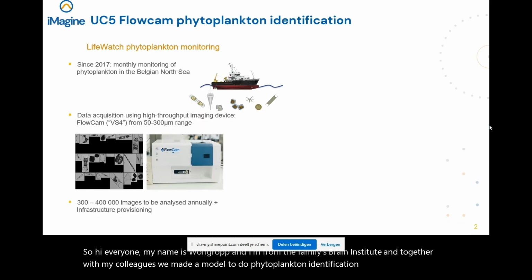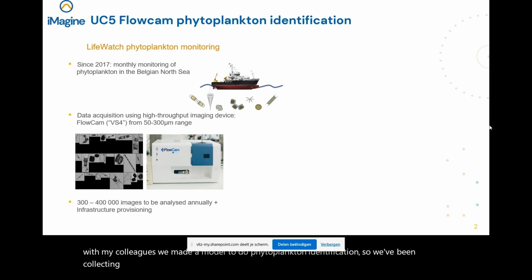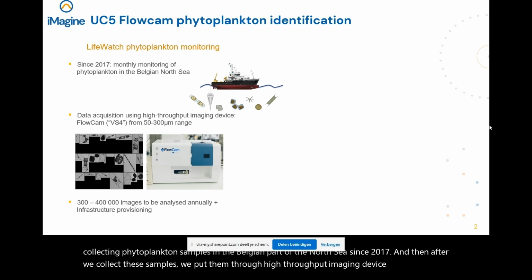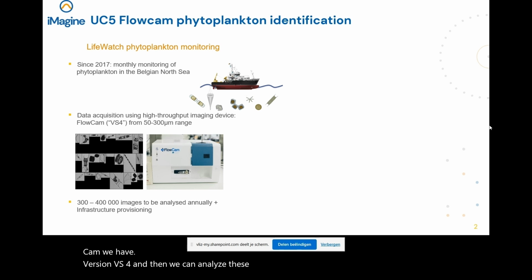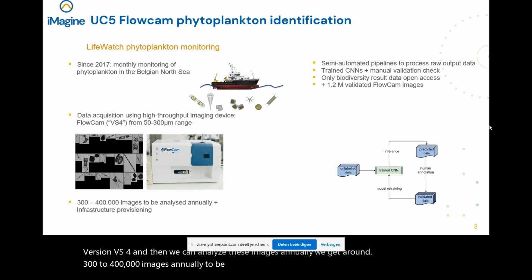So we've been collecting phytoplankton samples in the Belgian part of the North Sea since 2017. And then after we collect these samples, we put them through a high throughput imaging device called the FlowCam. We have version VLIZ4, and then we can analyze these images annually. We get around 300 to 400,000 images annually to be analyzed, and then we put them through a semi-automated pipeline.